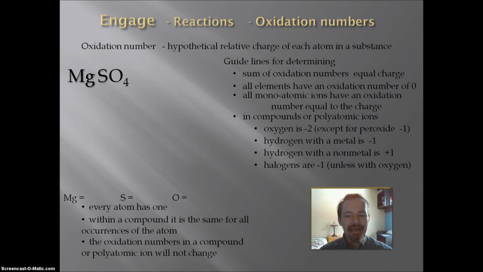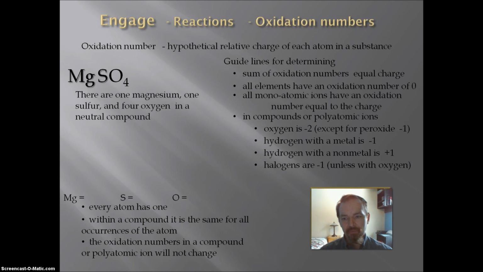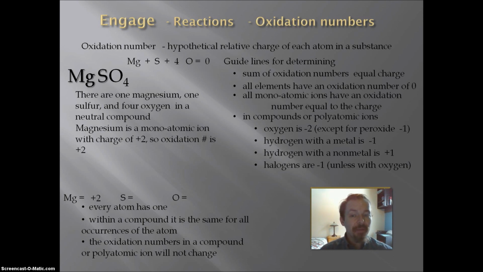Last example, ionic compound, magnesium sulfate. So if we look at this compound, we have 1 magnesium, 1 sulfur, and 4 oxygen in a neutral compound. So that means the equation is going to be magnesium plus sulfur plus 4 oxygen equals 0. Magnesium is a monoatomic ion because it is an ionic compound, and magnesium has a charge of +2, so its oxidation number is +2, so we can substitute that into the equation.